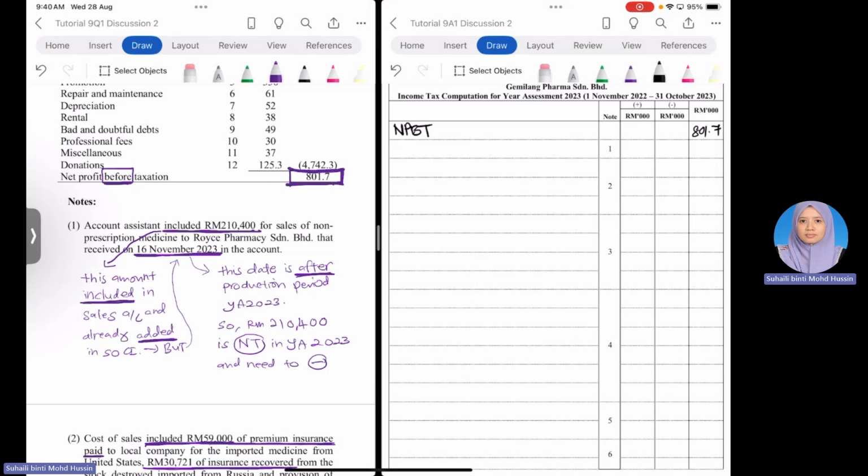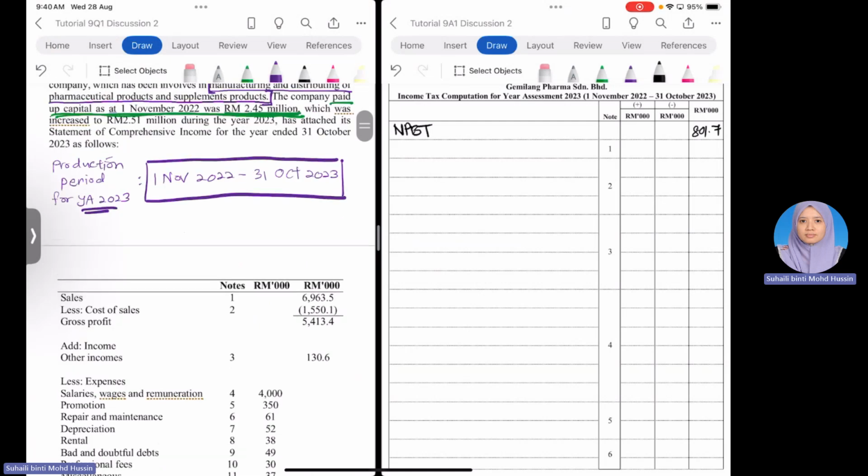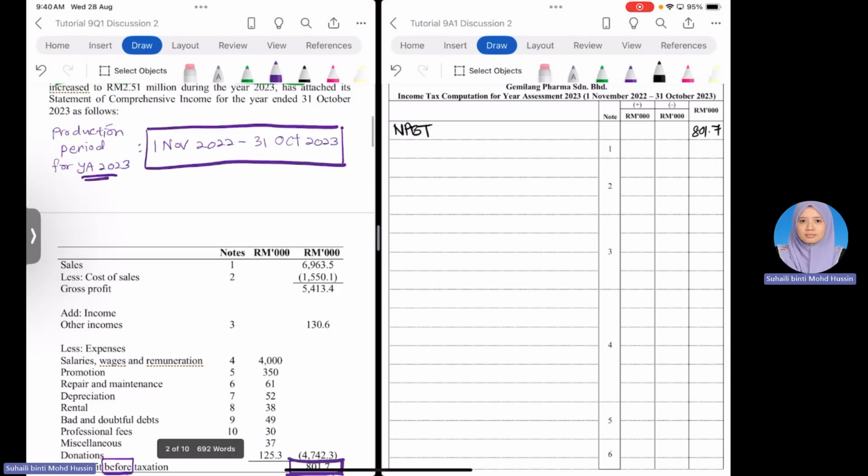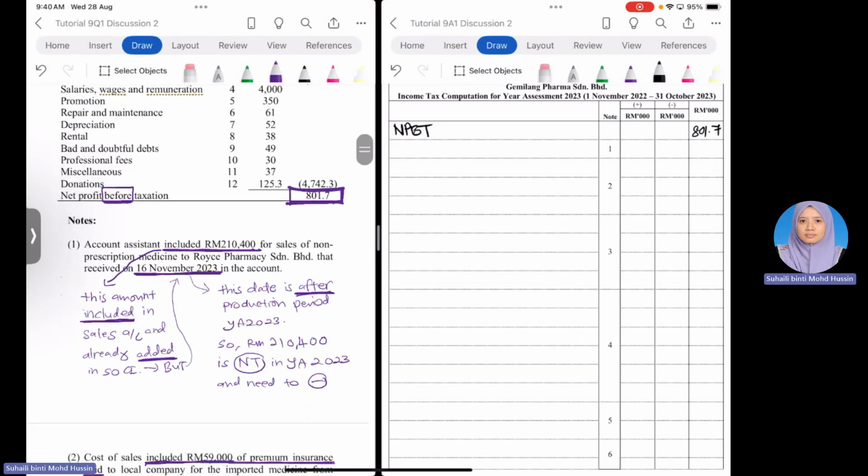Right? Your production period ended on when? 31st October 2023. You made the sales on 16 November 2023, which is out of your production period. But you included the amount of sale in the total sales of year of assessment 2023. So this amount should not be taxable in the current year, but it will be taxable in the next year because this is out of your production period for 2023. So since you already added it in the SOCI, what we have to do for taxation purposes is exclude the amount. We have to minus out the amount.